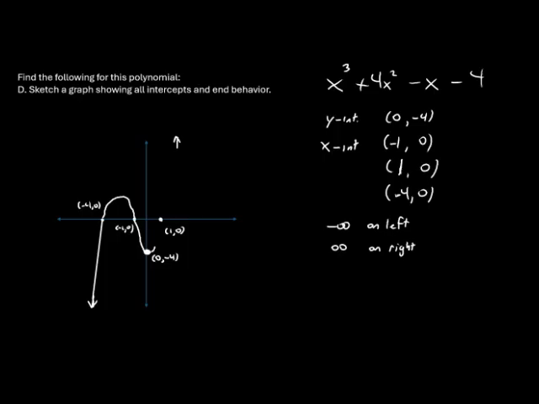It's the third dot. We'll make sure we curve back upward and hit the next dot. And then we'll continue on and reach this up arrow. So now we've sketched a graph with all the intercepts and the end behavior.